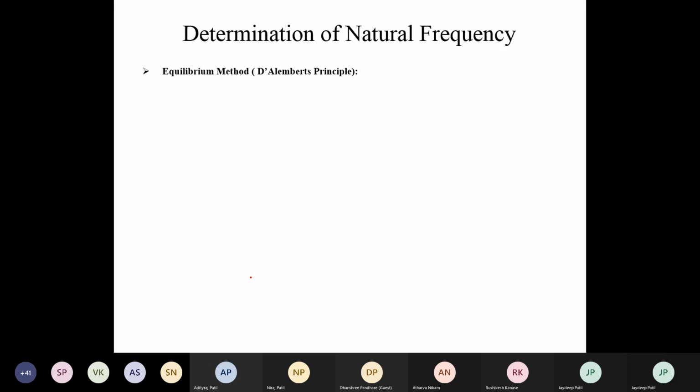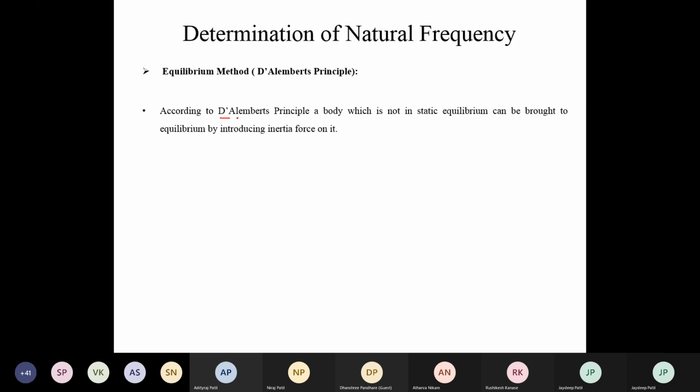This is known as the inertia force. Otherwise, an imaginary torque is required, which is known as the inertia torque. This is D'Alembert's principle. According to it, a body which is not in static equilibrium can be brought to the equilibrium position by introducing the inertia force. The magnitude of the inertia force and the external force are the same but opposite in direction. When the body is displaced linearly, you use the inertia force. If it is displaced angularly, you use torque or couple.